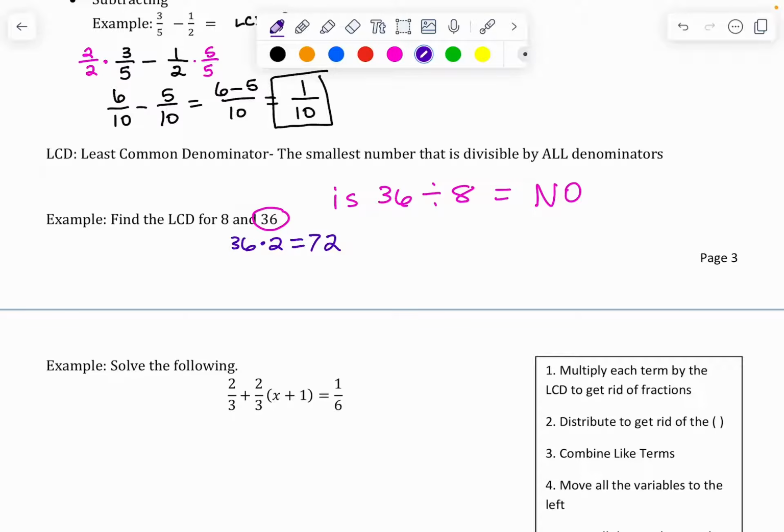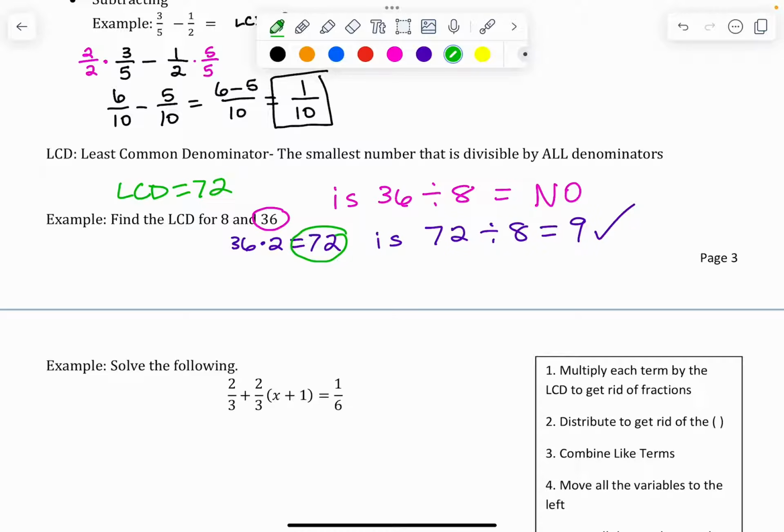So then we're going to ask the question again, is 72 divisible by 8? We know the answer to that. We know that 72 is divisible by 8 because it's 8 times 9. So 72 is going to be our least common denominator.